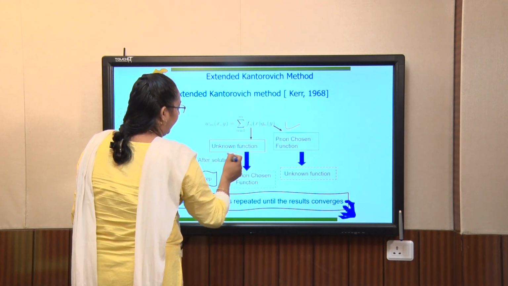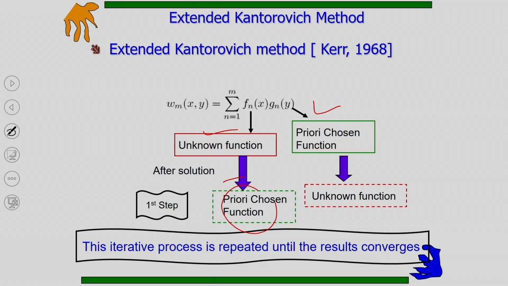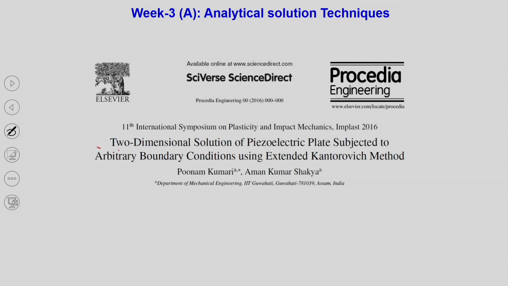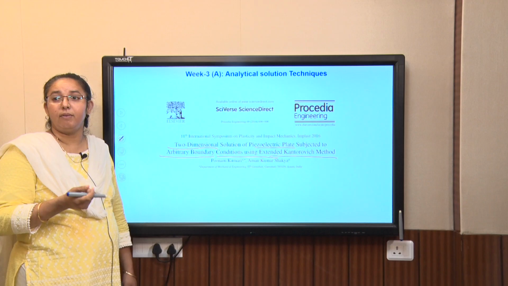So this I have explained. You choose a priori function and an unknown, and then you solve it. In our paper, we have applied this EKM and solved a 2-dimensional piezoelectric plate problem using the extended Kantorovich method. If somebody is interested, they can go for that. For the extended Kantorovich method, around 200 papers are there, and some recent review articles are also there, which one can go through.